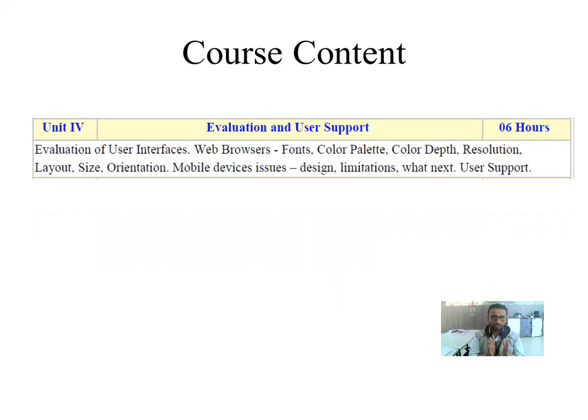Then in the fourth unit, we are going to evaluate and have the user support for the students. Okay. So after having the implementation of that user interface, the human computer interaction, we are going to evaluate whether that implemented user interface is worthy or useful or not, right? So the evaluation of that user interface can be made under this fourth unit.